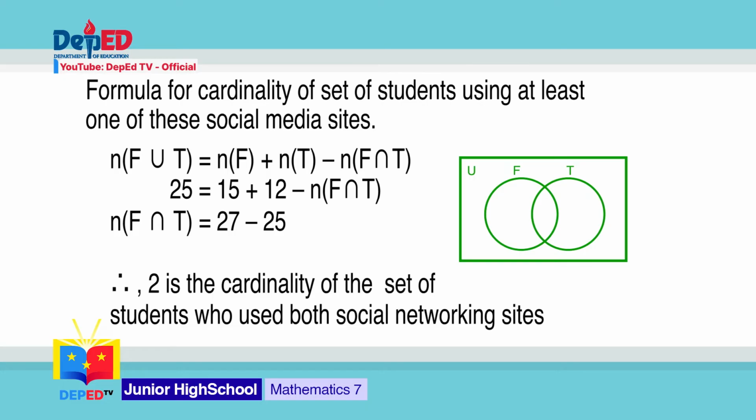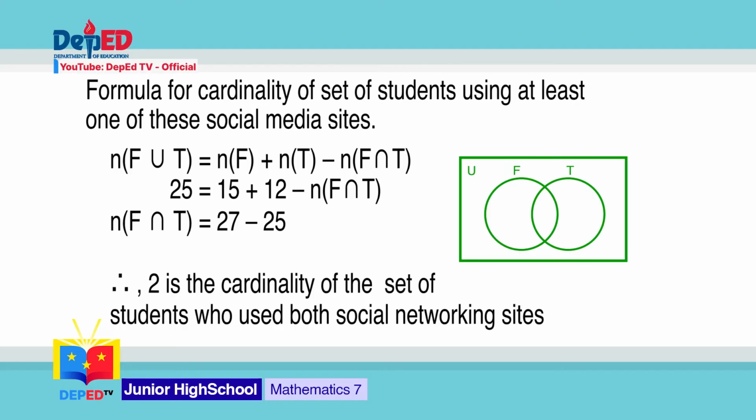We use the same formula as earlier, and that is N of F union T is equal to N of F plus N of T minus N of F intersection T. So, the answer to N of F intersection T is simply 27 minus 25.